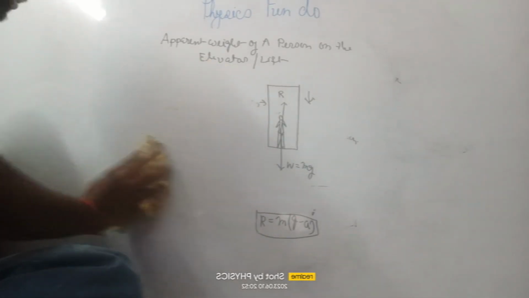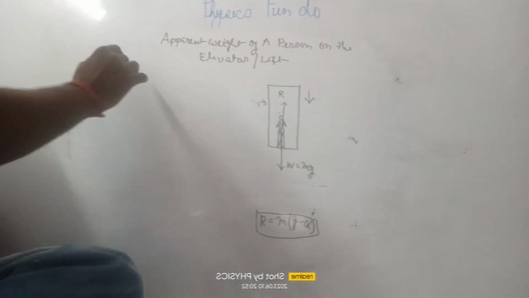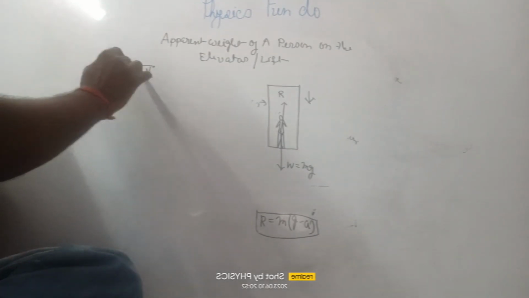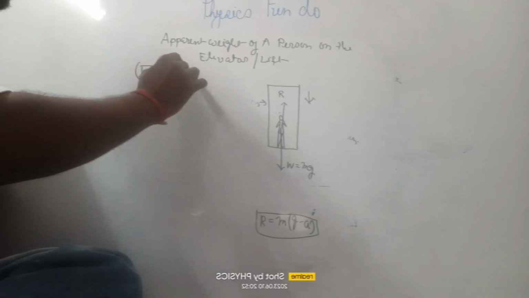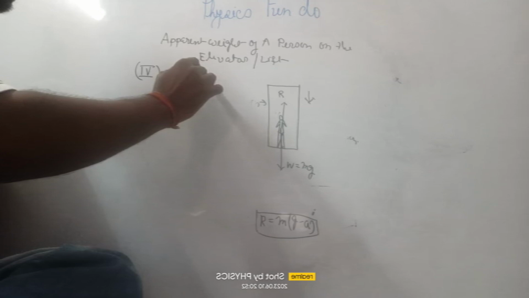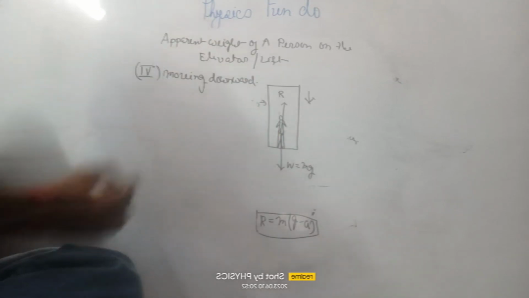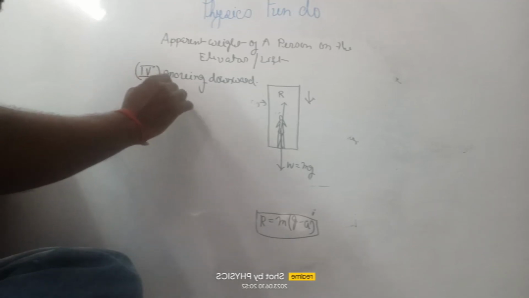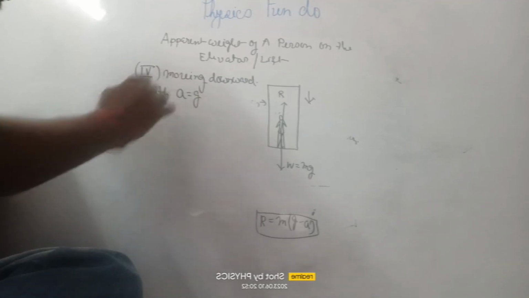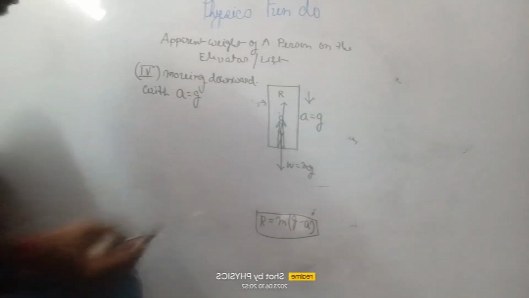Now moving towards the fourth case. Moving downward with acceleration a equals g. Now here a equals g.